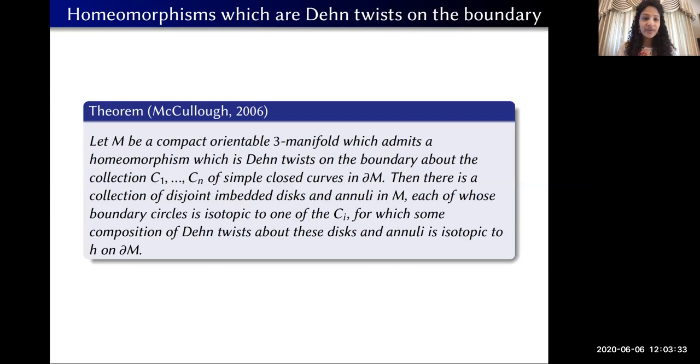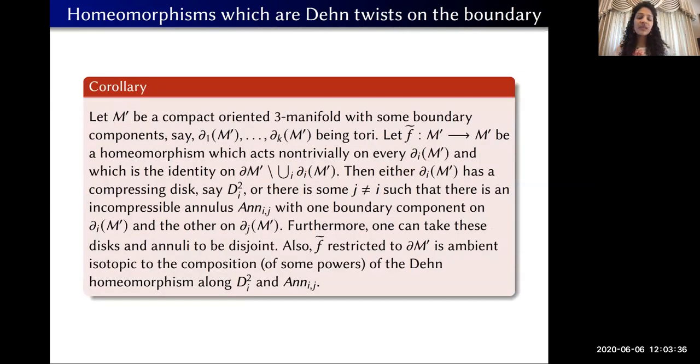And the key thing to take from this theorem is the following corollary, which says that just as before, if you have a compact oriented 3 manifold with some boundary components being tori, and again you have F tilde, which is a self-homeomorphism of M prime, which acts non-trivially on these tori, but is the identity on the complement, then either these boundary tori have compressing disks, or there is an incompressible annulus with one boundary component on one boundary torus and the other boundary component on another boundary torus. And furthermore, you can take these disks and annuli to be disjoint.